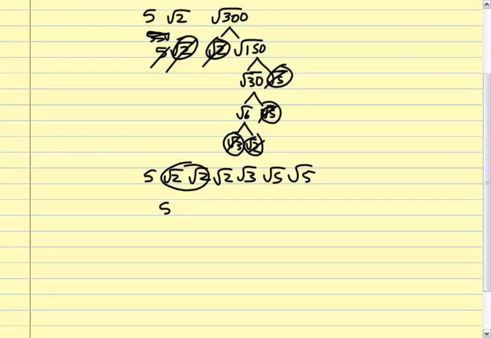There's a pair, so 5 times 2. I don't have a pair for this 2, or for that 3, but I do for these, times 5, and then I just put those back together, root 6. So 50 root 6.